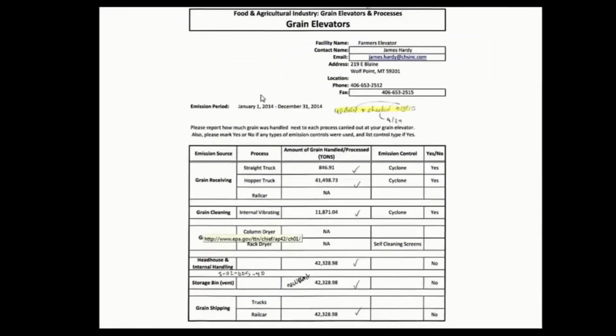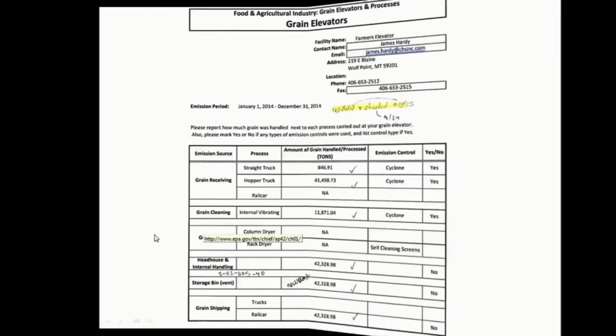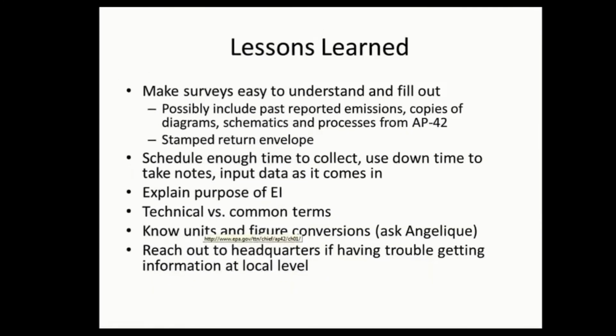My last example for my data gathering sheets is for grain elevators, just to point out that researching and reviewing the Tice calculators beforehand helps point out the different processes that I could be asking data for. In the very first emissions inventory, I only looked for shipping and receiving numbers, but since then, cleaning, drying, internal handling, and storage bin emission processes have been added for each grain elevator.